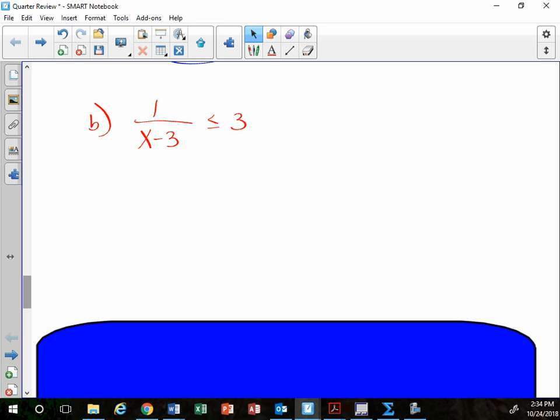Oh, move to the other side. We got a fraction. Okay. Yep, you should get a fraction. Guys, you must keep your fraction. You cannot multiply by x minus 3. No. It's a non-linear inequality. You're going to need a number line.